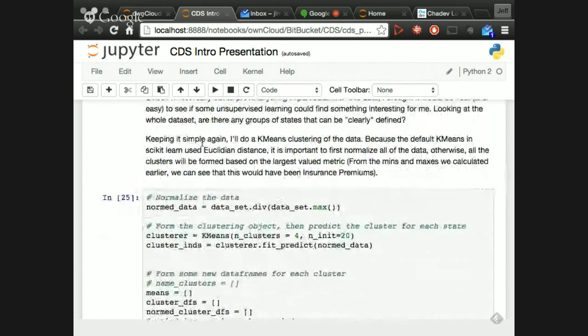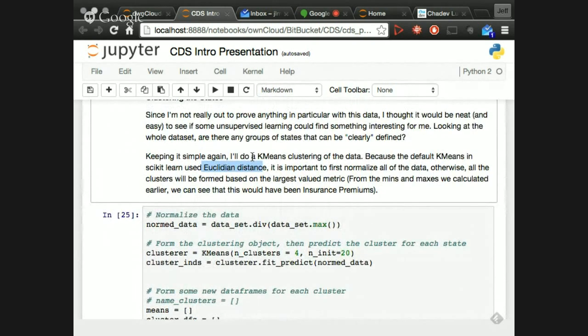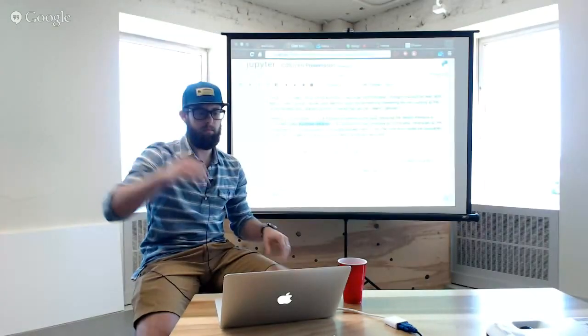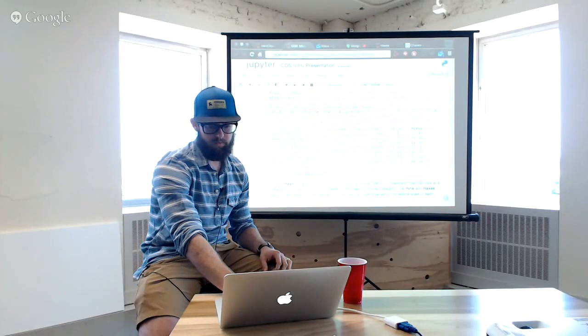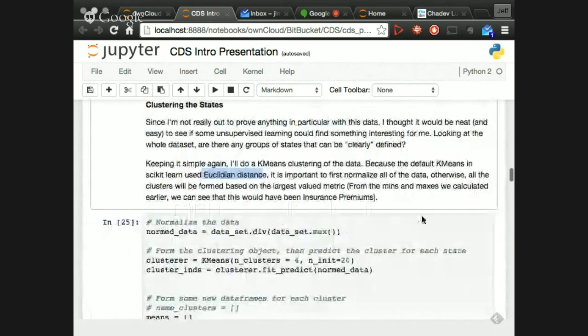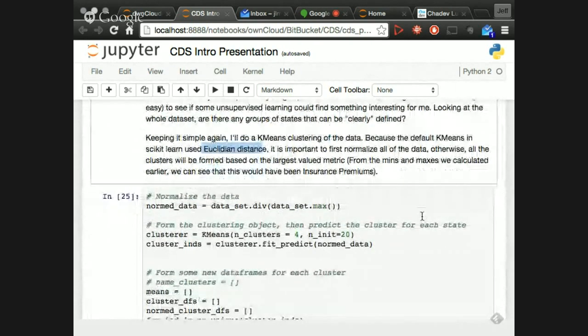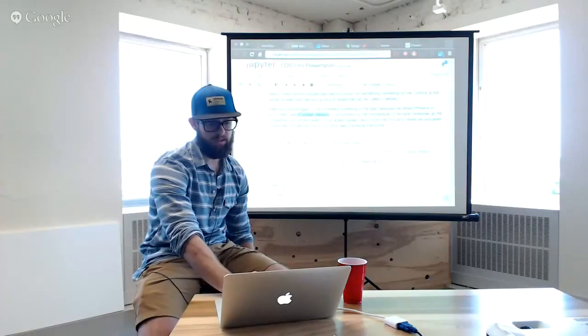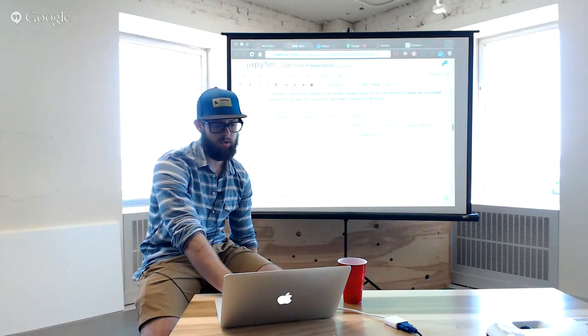Oh, and importantly, I said Euclidean distance, but I did not say that the important thing is we want to normalize all of the data, because remember we had these large ranges. Insurance premiums range from 641 to 1301, while deaths per billion ranges from 5.9 to 23.9. If you're going to cluster those, we'd have really weighted clusters towards the insurance premiums, and that would be the only thing we'd be clustering on, which is no good. So normalize everything based on its highest value, get everything between 0 and 1, and then we'll cluster them.